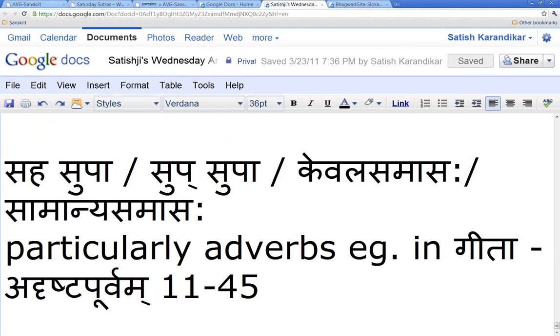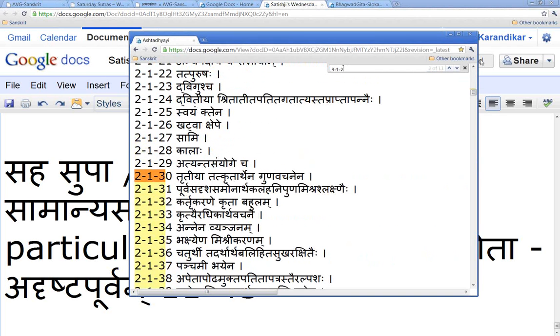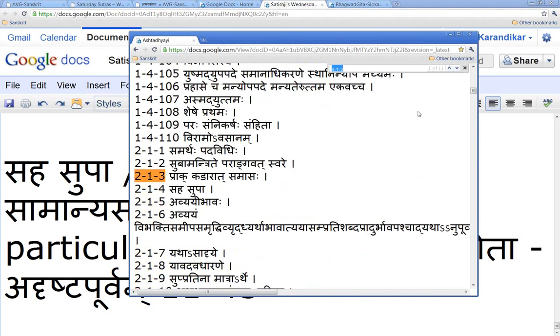Okay, now after that, we go into these four categories of compounds, which let us first look at in the Ashtadhyayi. Unfortunately, in the book he has taken them almost in reverse order. So in the Ashtadhyayi, let's see what he does. Let's start from 2.1.3. We just looked at that. That was the Prakarana Samasa Sahasupa.